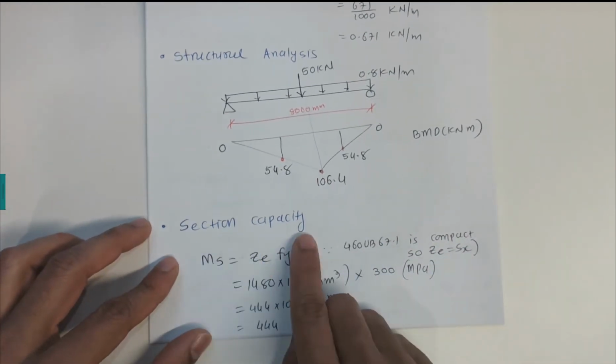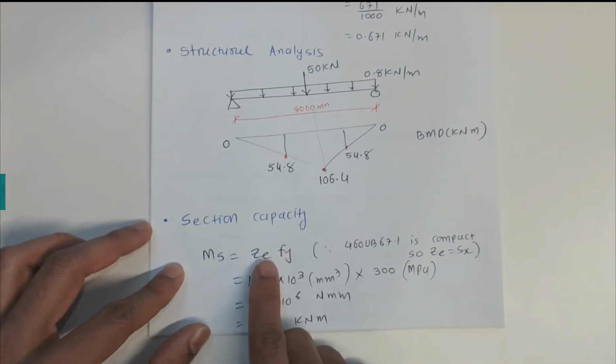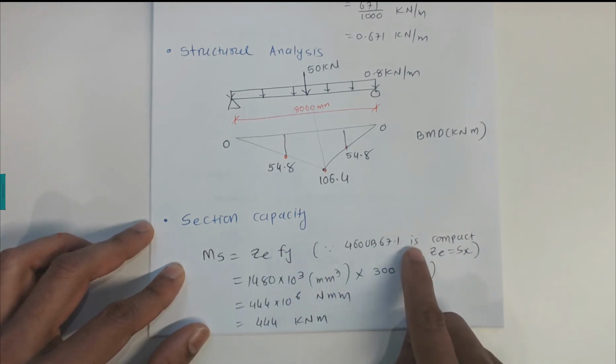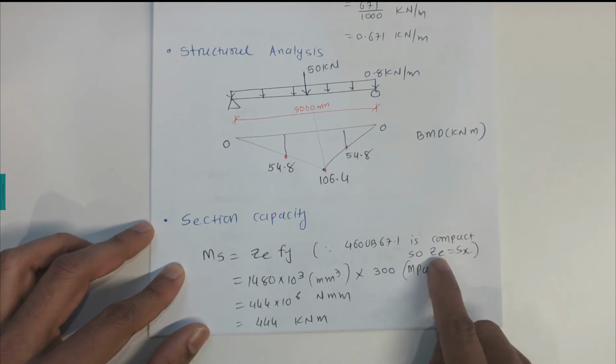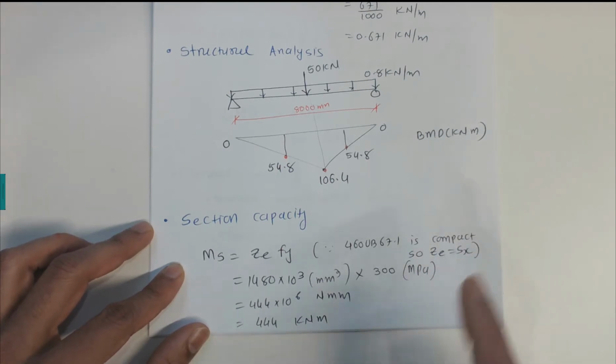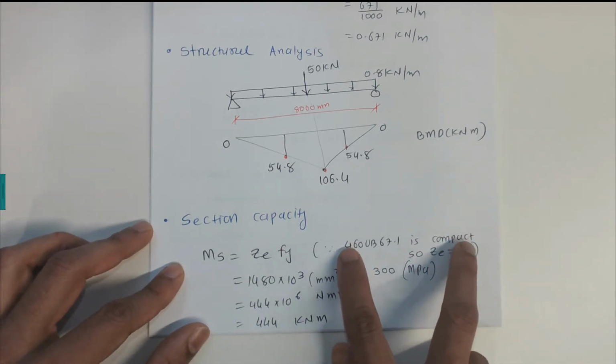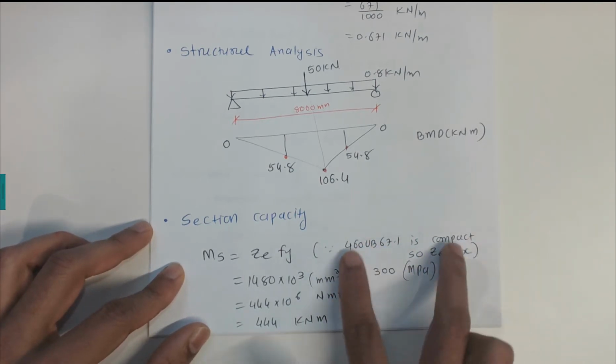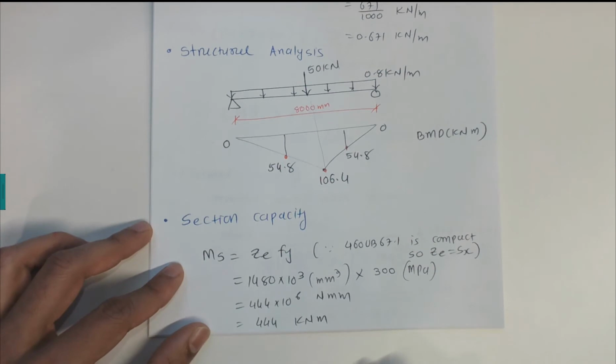Now the section capacity is Ms equal to Ze Fy. As the 460 UB 67.1 is a compact section, Ze is equal to Sx. Now this checking of compact sections is given in the previous video, so you can check how to prove how we know whether it is compact or non-compact.